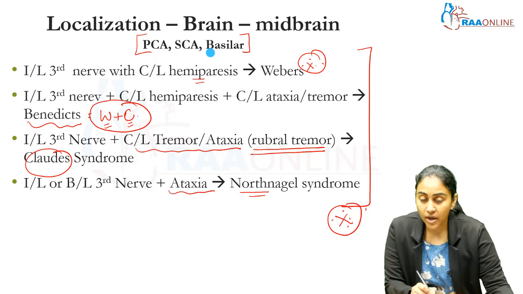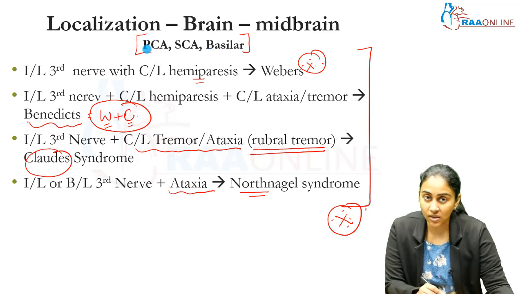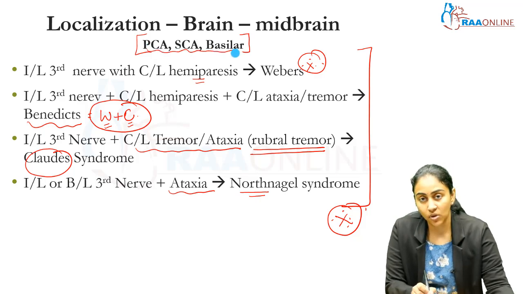Now remember, the vascular supply for the midbrain comes from the posterior cerebral artery, your superior cerebellar artery and your basilar artery. So these are the major vessels which are going to supply your midbrain.